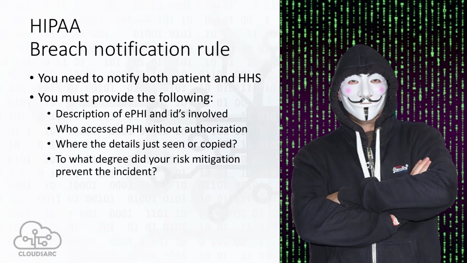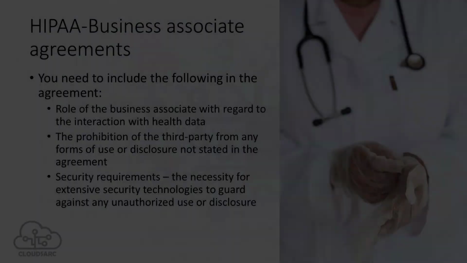The HIPAA breach notification rule requires covered entities and their business associates to report breaches of electronic protected health information. A breach is defined as the acquisition, access, use, or disclosure of protected health information in a manner not permitted by the HIPAA rules. If a breach has occurred, you have to report the following: a description of the electronic protected health information and the IDs involved. Who accessed the protected health information without authorization? Were the details just seen or copied? To what degree did your risk mitigation prevent the incident?